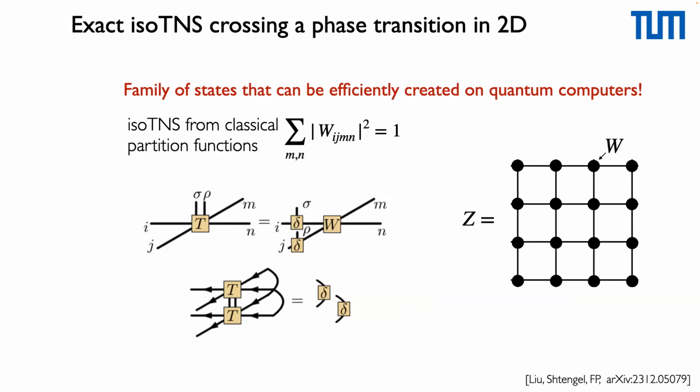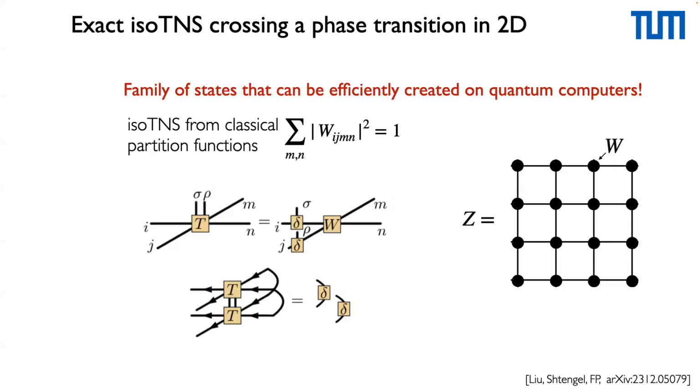The starting point is a classical partition function, which we can write down in terms of a tensor network. This is just the generalization of how to write down the 1D Ising partition function in terms of transfer matrices. Now we just write this in 2D. We have these tensors W, and if we contract over all of them, we get the partition function.